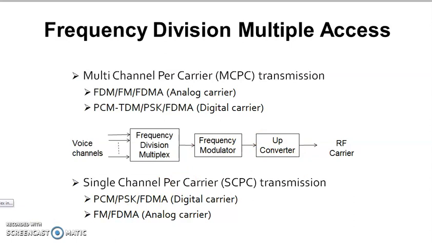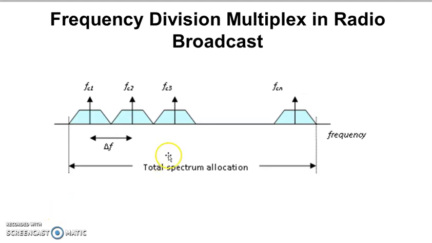Now, the channel signals have a certain limit regarding bandwidth, but the full spectrum is different for a given particular communication. For example, in this particular example, we have a total spectrum allocated for the system. This is about frequency division multiplexing in a radio broadcast. These show the total spectrum allocated.